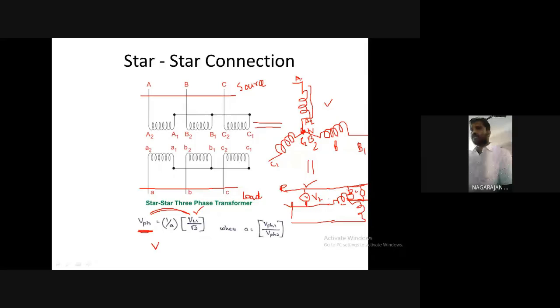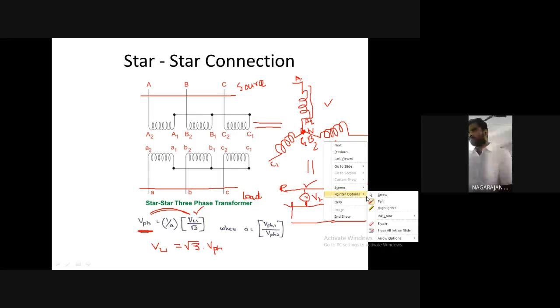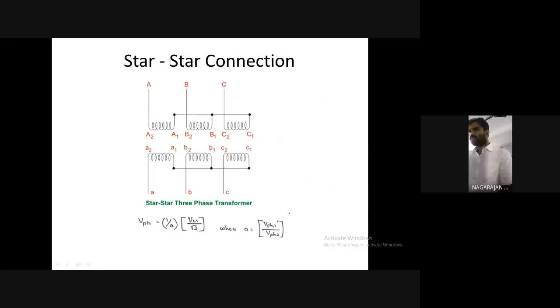So if I need line voltage, VL is equal to square root of 3 times the phase voltage. And this one, look at this. This is called the voltage transformation ratio. Otherwise, I would have told you this as 1 by K.